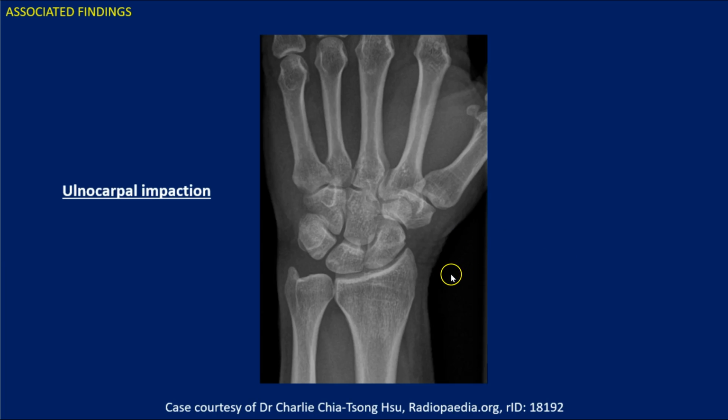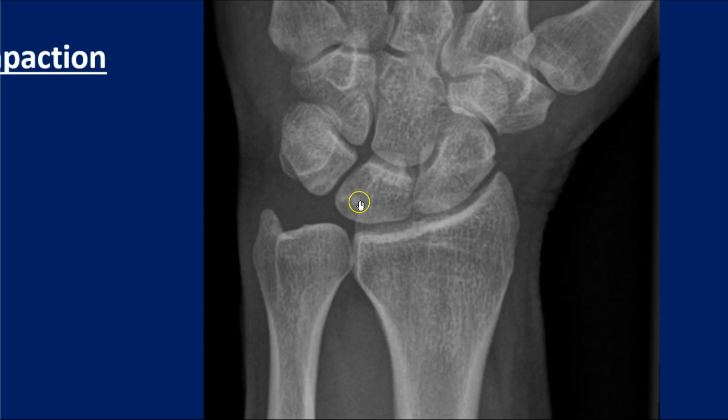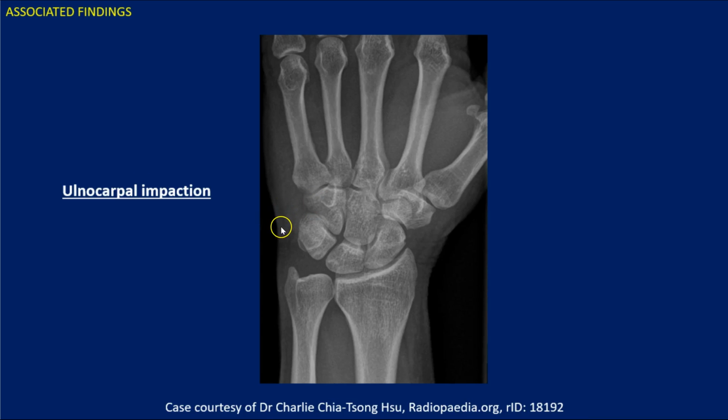Lastly, we need to discuss two common associated findings seen in the setting of chronic triangular fibrocartilage complex derangement. The first is ulnocarpal impaction. Here's a subtle case of ulnocarpal impaction. One, there's an ulnar positive variance. This is usually acquired in the setting of insufficiency and destabilization at the distal radial ulnar joint. And then two, if we look closely, we'll see subchondral cystic change within the lunate and the triquetrum here. This cyst is indicative of chronic impaction at the ulnocarpal joint.